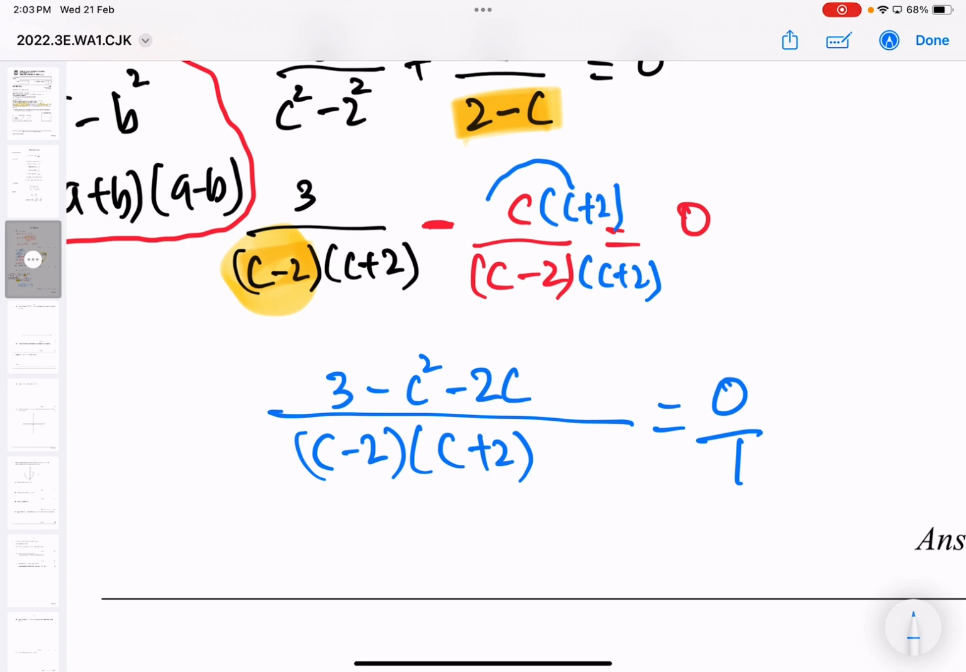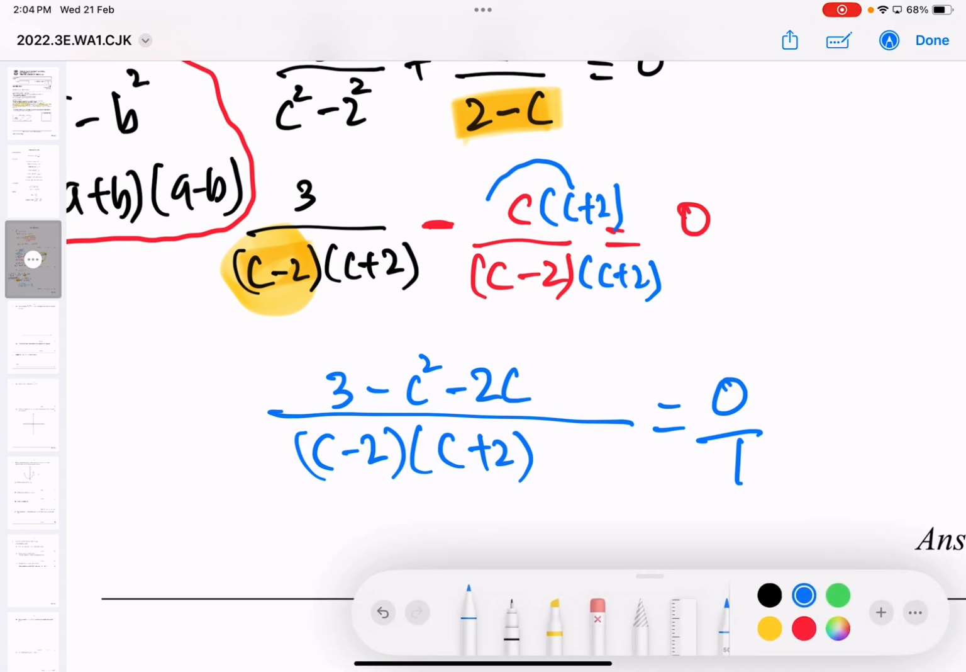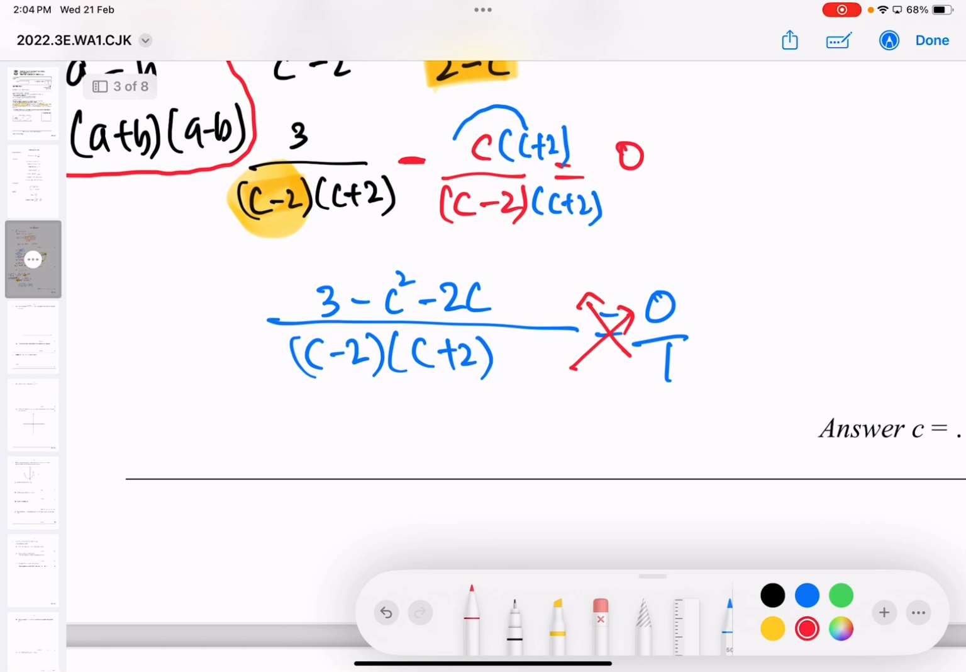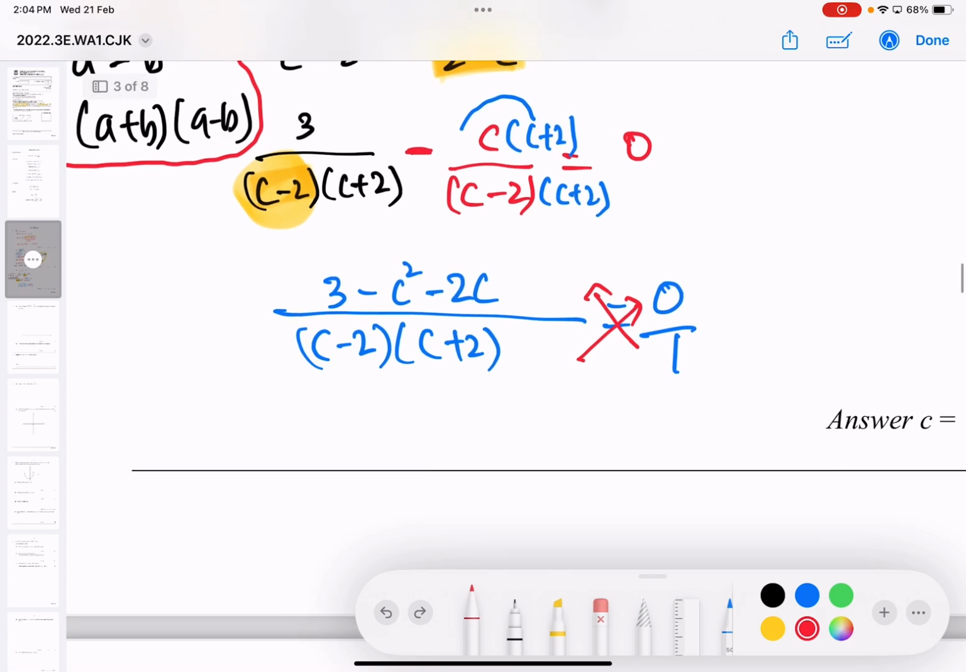Why do I write it as 0 over 1? Because I want to cross multiply. Okay? Once I cross multiply, the bottom multiplied by 0 will just be 0. 1 times the top, I will get negative c square minus 2c plus 3 is equals to 0. This is what I get after I cross multiply. Yes?